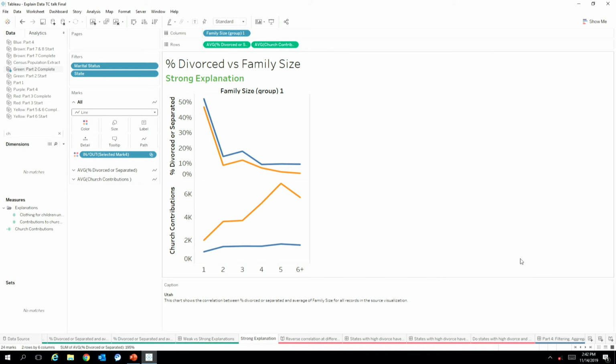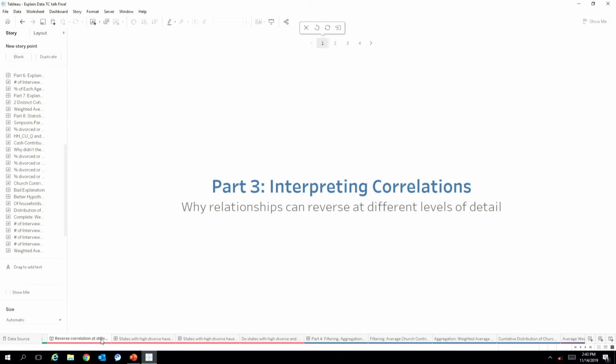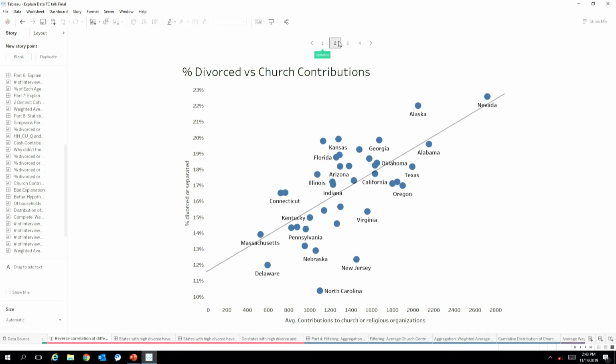So this line of reasoning comes up in business with business data all the time as well. All right, so let me go through and describe this general problem we've seen with correlations and how they can reverse at different levels of detail. We've seen this very bizarre correlation between divorce and religious contributions. How is it possible that such a crazy positive correlation exists?